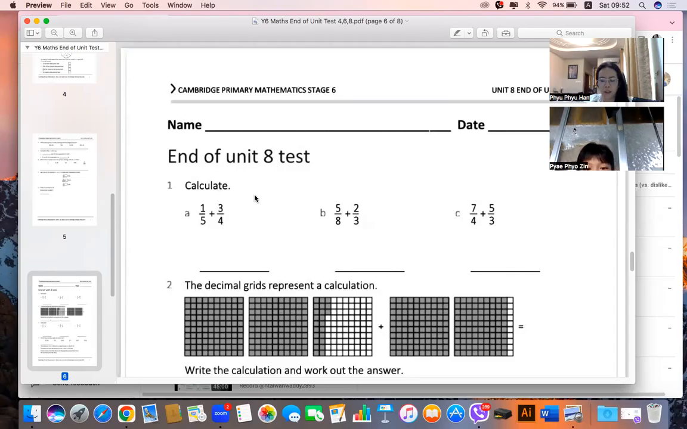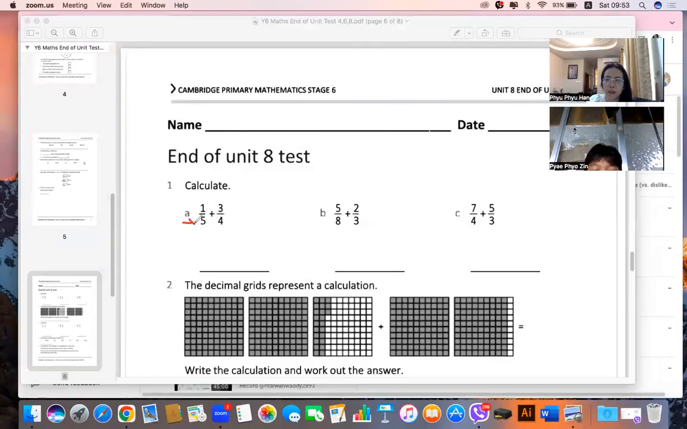So we will add fractions together, okay? When we need to add fractions, we need to make all the denominators the same. The numerator, we just leave it. But for example, if we want to make these two denominators the same, we need to think of what numbers we can use to make the denominators the same.